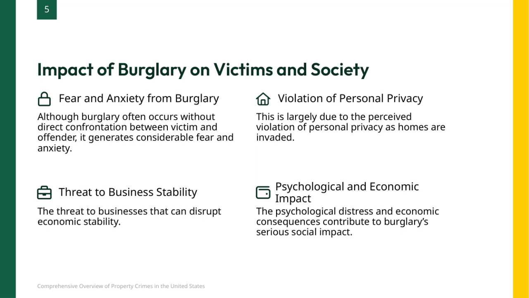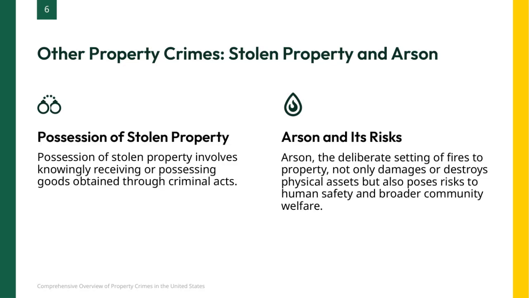Now, let's look at two other significant property crimes: possession of stolen property and arson. First, possession of stolen property means that someone knowingly receives or has goods that were obtained through illegal means. It's important to understand that simply having these stolen items, if you know they're stolen, is itself a crime. Then we have arson, which is the intentional act of setting fires to property. Beyond just damaging or destroying buildings or belongings, arson is extremely dangerous because it puts people's lives at risk and can threaten the safety and well-being of entire communities. Both of these crimes have serious consequences, not only legally but also for public safety.